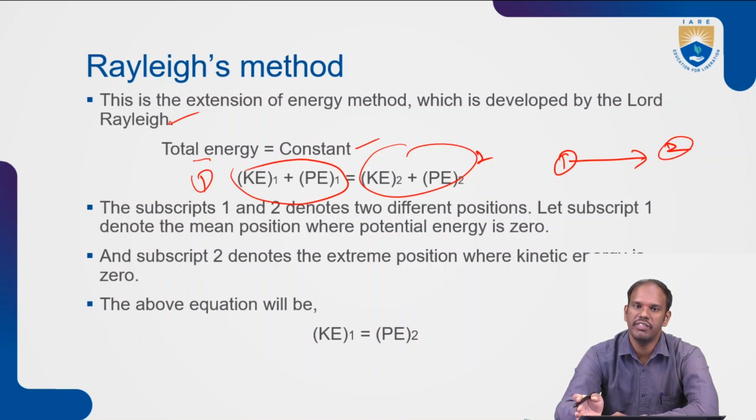The displacement occurs with external forces applied. Then the kinetic energy is going to change. The kinetic energy and potential energy change according to Rayleigh's method.